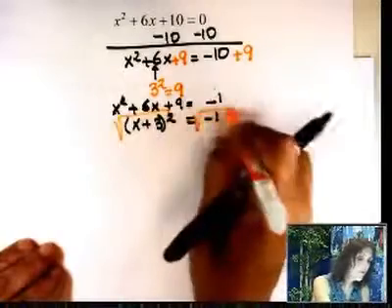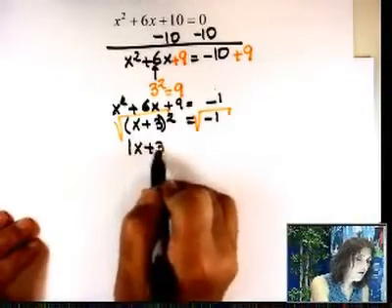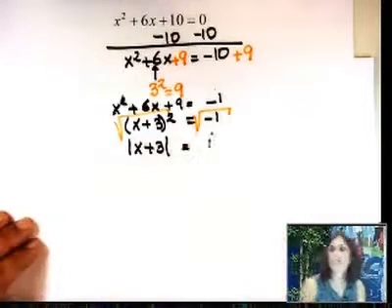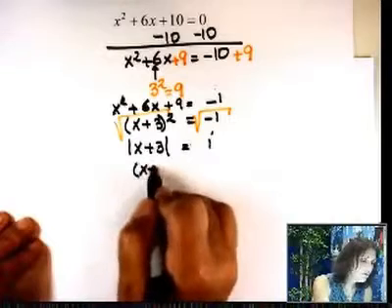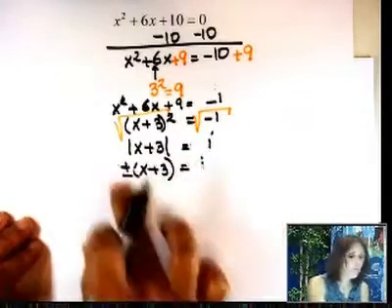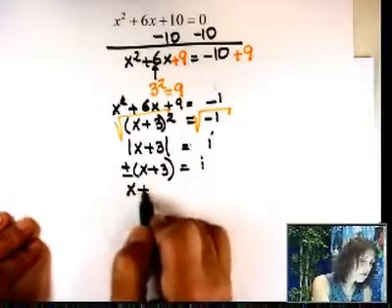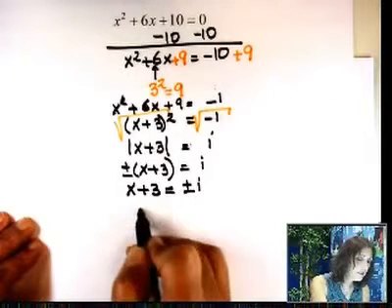Now what do you do? Take square roots. On the left, you're going to get an absolute value. On the right, you're going to get an imaginary number. Remove the absolute value. Then move the plus minus to the other side. Move 3 to the other side.